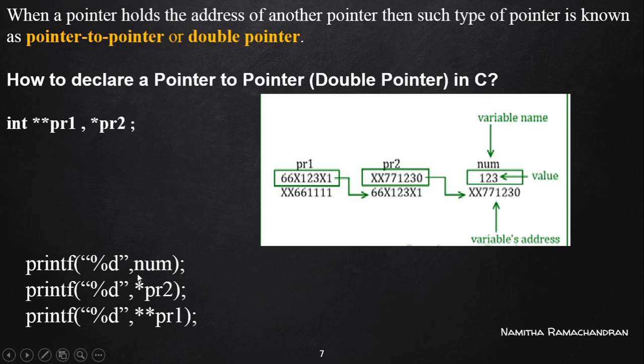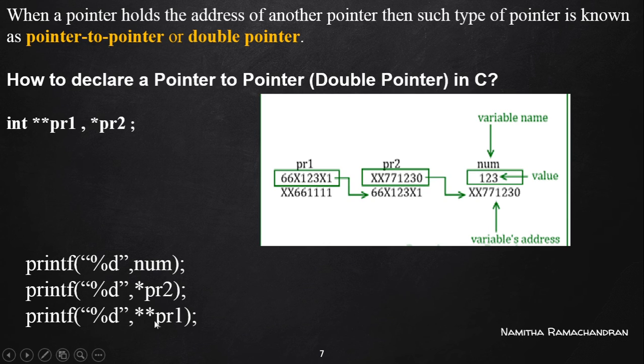Here, while displaying the value of num, what will it display? It displays the value 123. And star PR2 means PR2 is pointing to this particular address, that is, the address of the num variable. Star PR2 means the value at that location, that is 123.